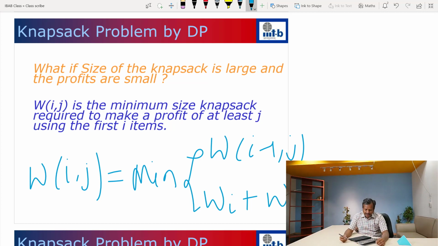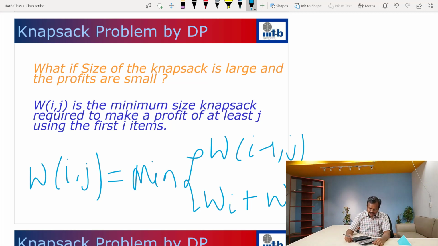So whichever is the minimum; the second option is available only if J is greater than V of I, right? If I have to make a profit which is bigger than J, then it's not possible. So if J is greater than V of I, the second option is available. You can pick the ith item and make so much of profit. So this is the equation that we get.